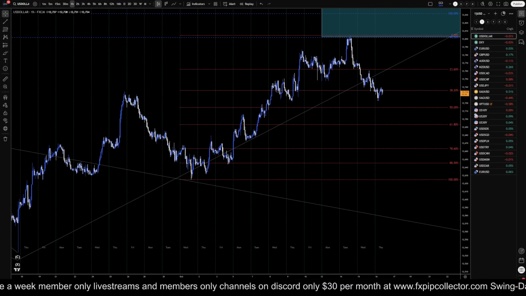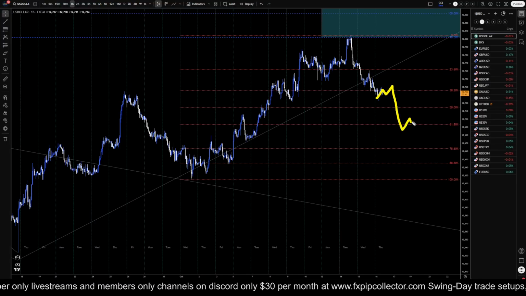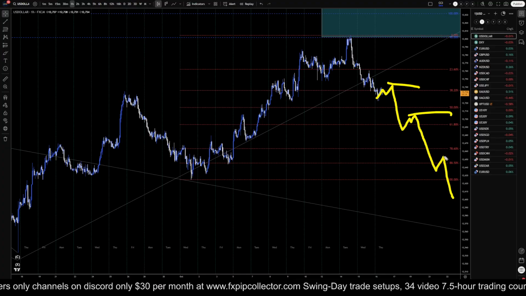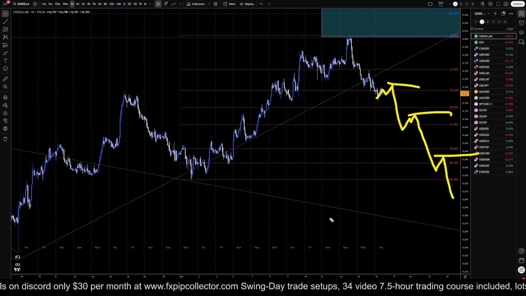If we go down to the lower time frames, if it's a complete trend reversal, it will make pullbacks, but it will not break structure. It'll make lower highs, and just keep on trending down.